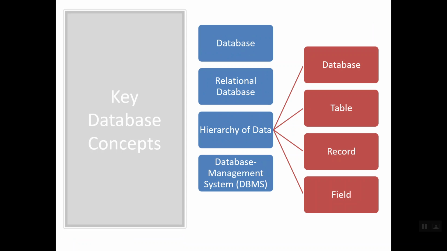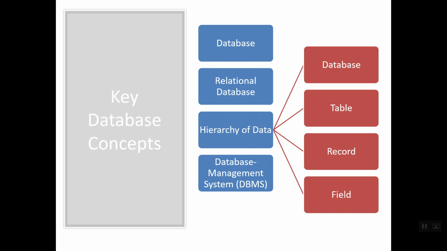So here are some of the key concepts, some of the key terms we're talking about with databases. We talked about a database, which is a collection of records. We have a relational database, which is a database based upon Codd's rules. There's a difference between those two things. Within a relational database, there's a particular structure. We call it a hierarchy.